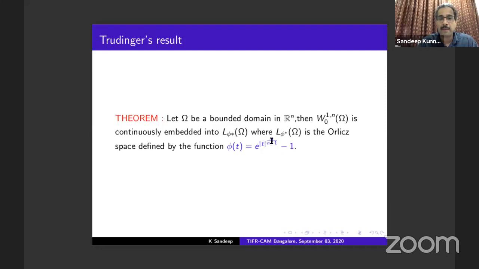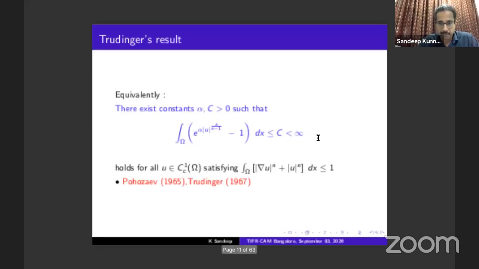Okay. So let's not bother about what this Orlicz space is. I will state in a few seconds what exactly it means in terms of inequalities. So whatever I stated before, the embedding, is actually equivalent to this statement. It tells you that there exist constants alpha and C positive such that the integral over omega of e to the power alpha |u|^{n/(n-1)} minus 1 dx is less than or equal to C, which is finite.